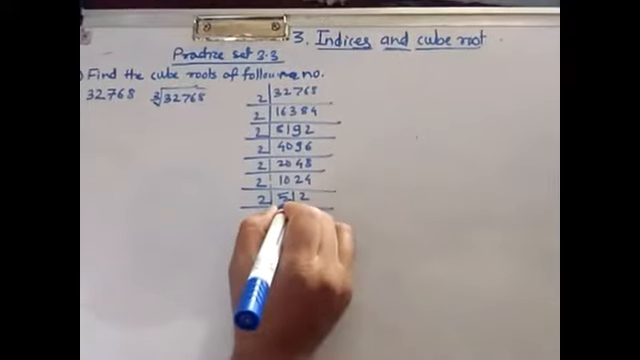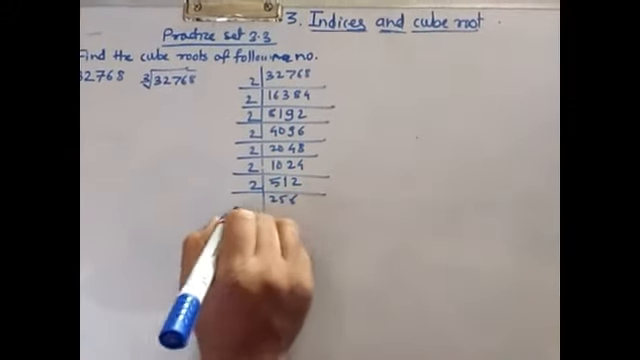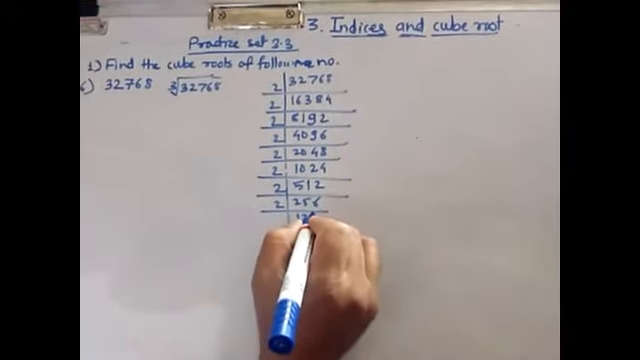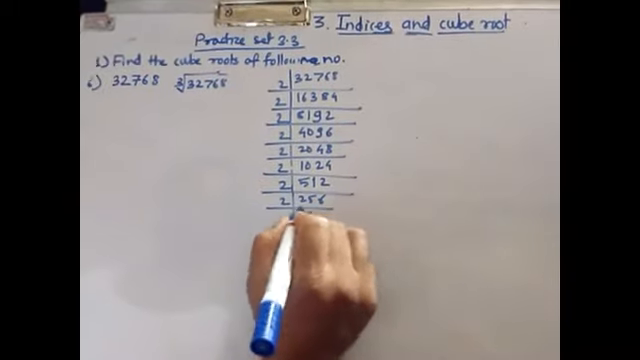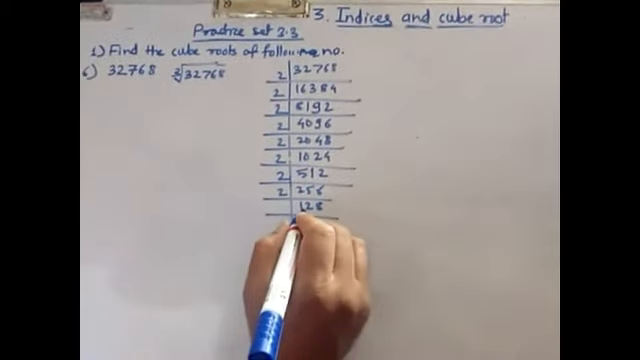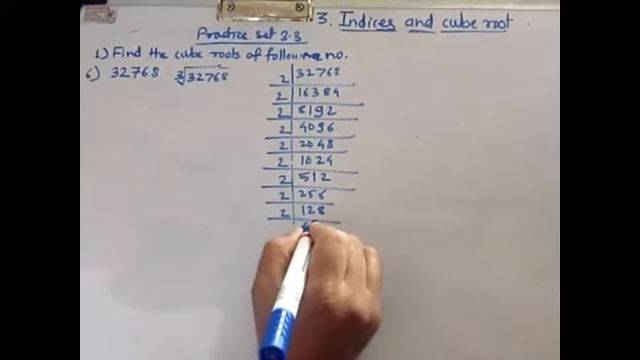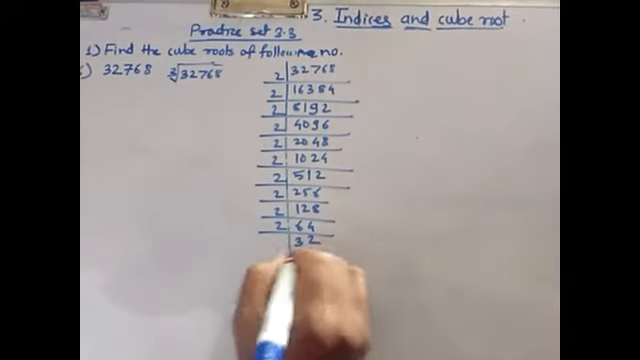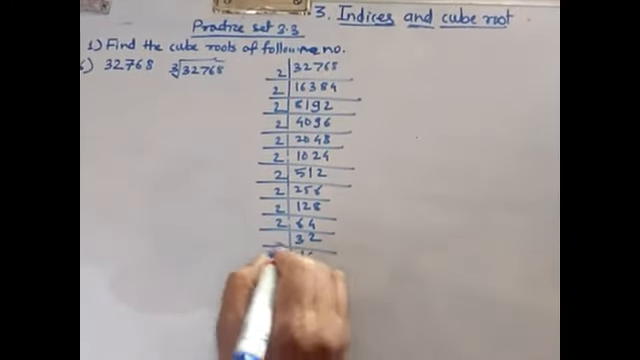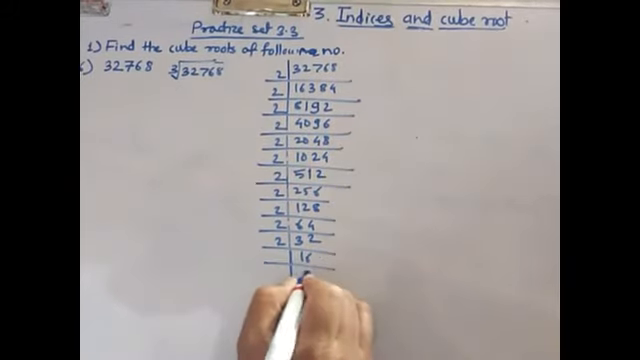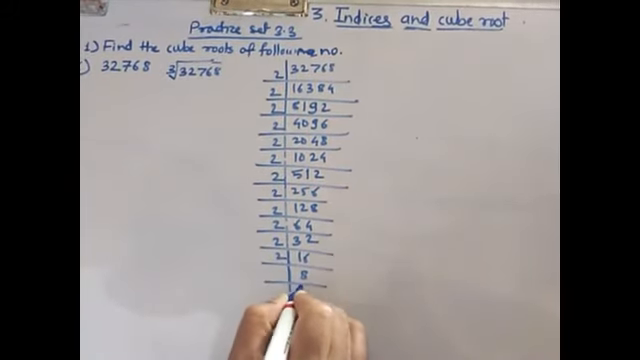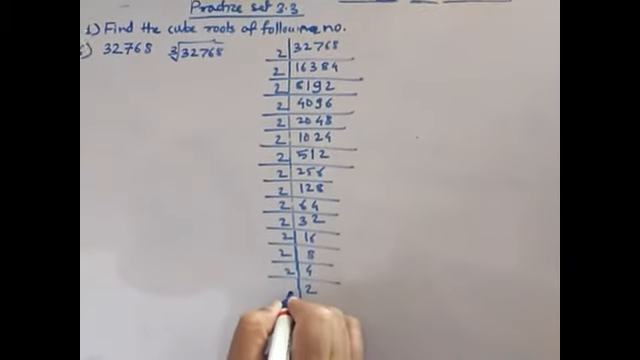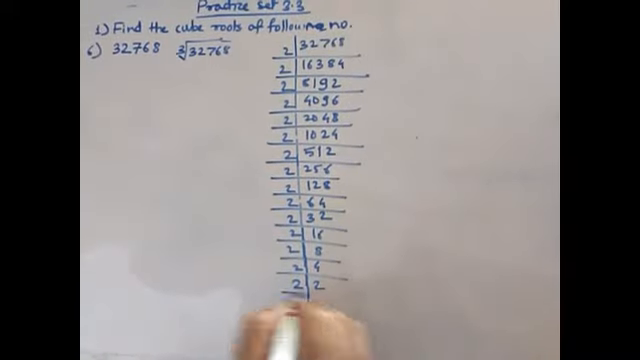25 2s are 50, then 6 2s are 12, then 12 2s are 24, then 8 2s are 16, then 6 2s are 12, and 4 2s are 8, again 3 2s are 6, and 2 2s are 4, and 16 2s are 32, 8 2s are 16, then 4 2s are 8 and 2 2s are 4 and 2 1s are 2.